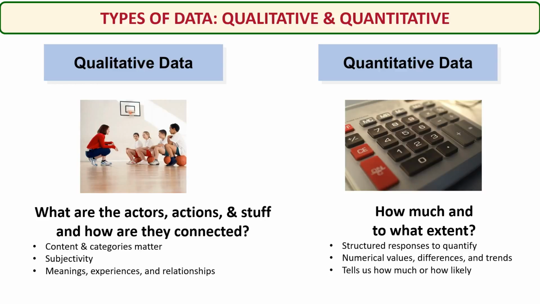But in sum, qualitative data, you gotta remember, is very good at answering what are the actors, actions, and stuff, and how are they connected. Meanwhile, quantitative data is just very good at answering how much and to what extent.